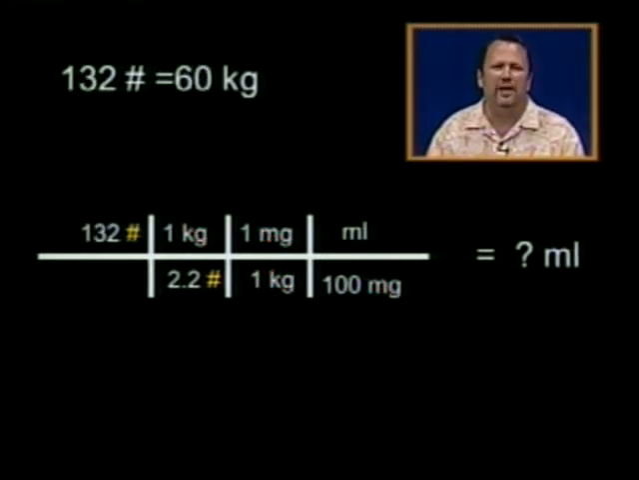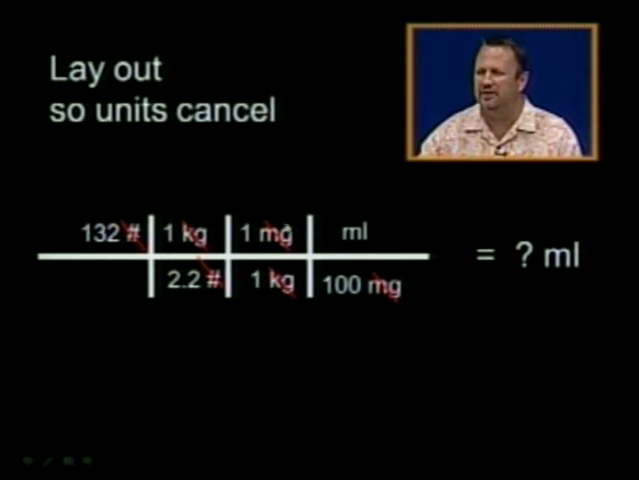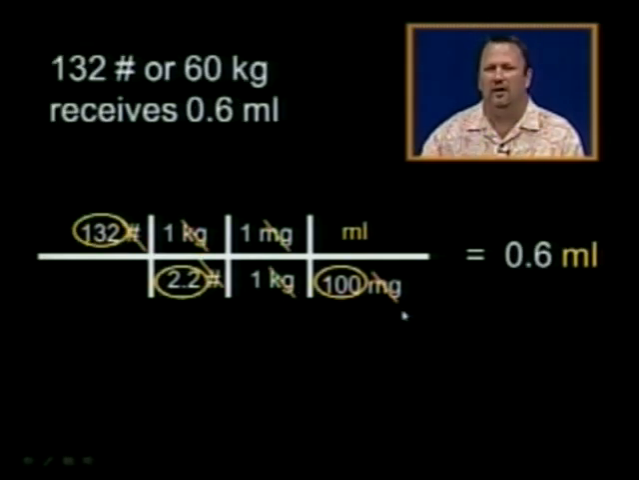So by putting the patient's weight in pounds right there, sure, we could have converted it first and just said 60 kilograms. It all would have worked the same way. But 132 divided by 2.2 is where the 60 comes from. And now notice my pounds have canceled out. So because we've laid this out in such a way the units have canceled out, the only unit I'm left with is milliliters. So we can take 132 divided by 2.2, which is 60, divide that by 100, and we have 0.6 milliliters.